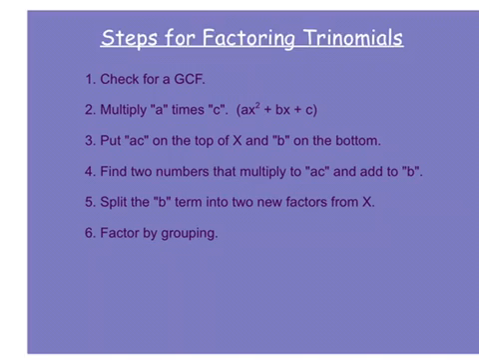Step 1, we always check for a GCF first. We think, what number do all of those things have in common? If there's anything, I'm going to take that out first before moving on to the next steps. Step 2, I multiply a times c. After I multiply a times c, that goes on the top of our x that we're going to create, and then that middle term, the b, goes on the bottom. Remember, the a is with the x squared, b is with the x, and c is the constant. We then find the two numbers that multiply to the top of the x and add to the bottom. We split the b term into those two factors that we found, and then we do what we did yesterday and factor by grouping.